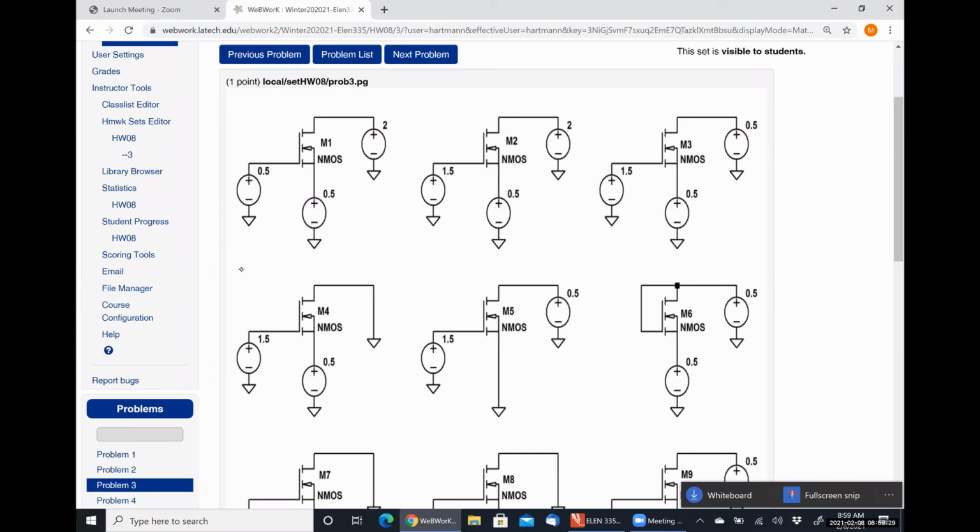Let's look at the top right guy here. So we have VDS of 1 volt, which means we have a VGS minus VTH, or overdrive voltage, of 0.4 volts. So we're definitely on.